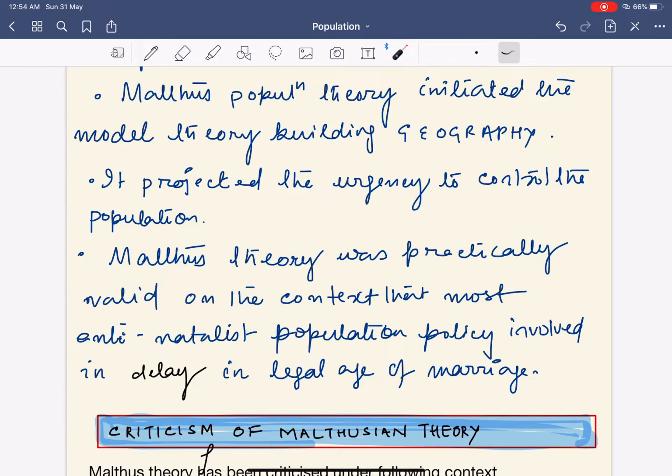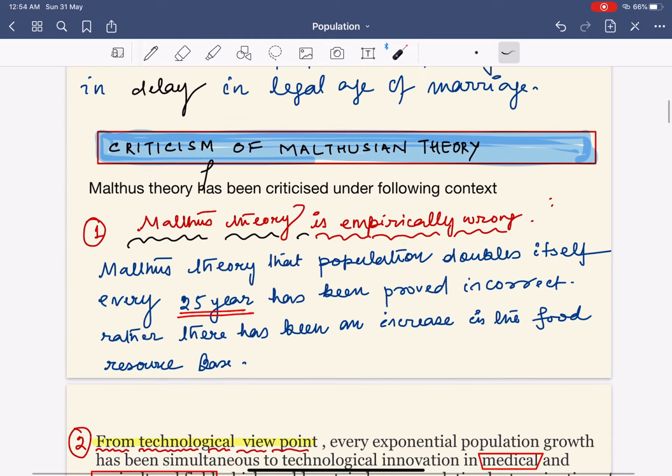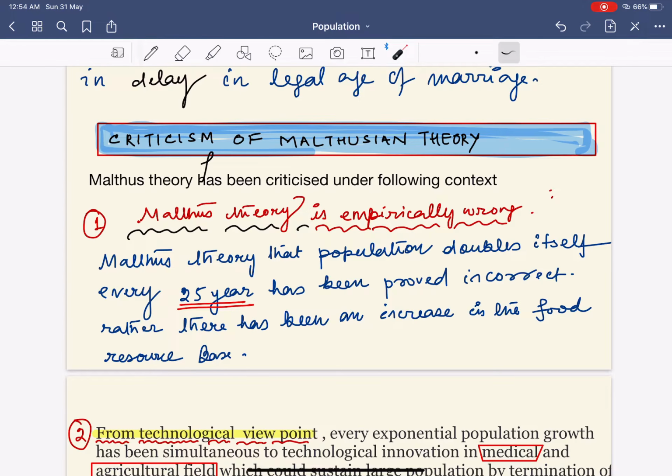Next, sir, but Malthus theory was not that perfect. It had certain negativity within it. What were the loopholes? First of all, Malthus theory is empirically wrong. Malthus said that the population would double itself every 25 years, but this has been proved incorrect. This is not the situation.